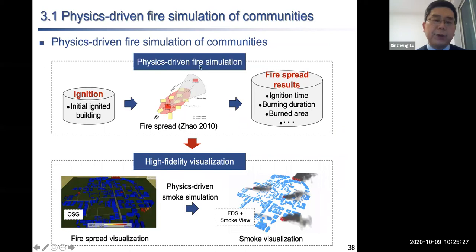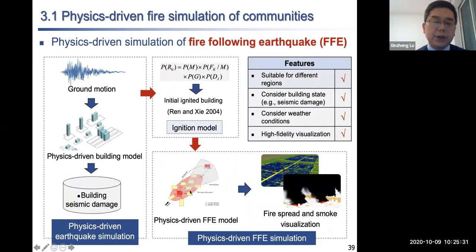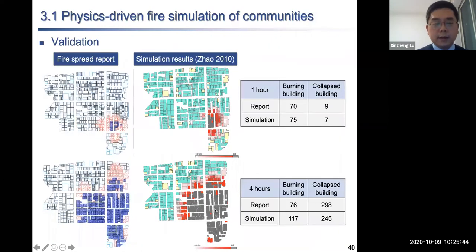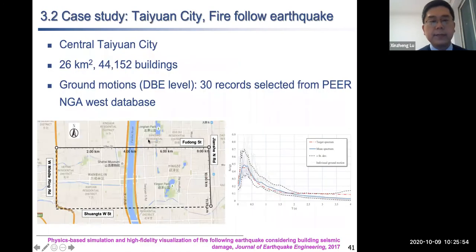We have the physics-driven fire simulation together with the physics-driven visualization of the fire scenario. And also we can combine it with the earthquake simulation. So we can have the physics-driven earthquake simulation and then come to the physics-driven fire following earthquake simulation. So this is some validation. We can see that the proposed model agrees very well with the real fire cases.